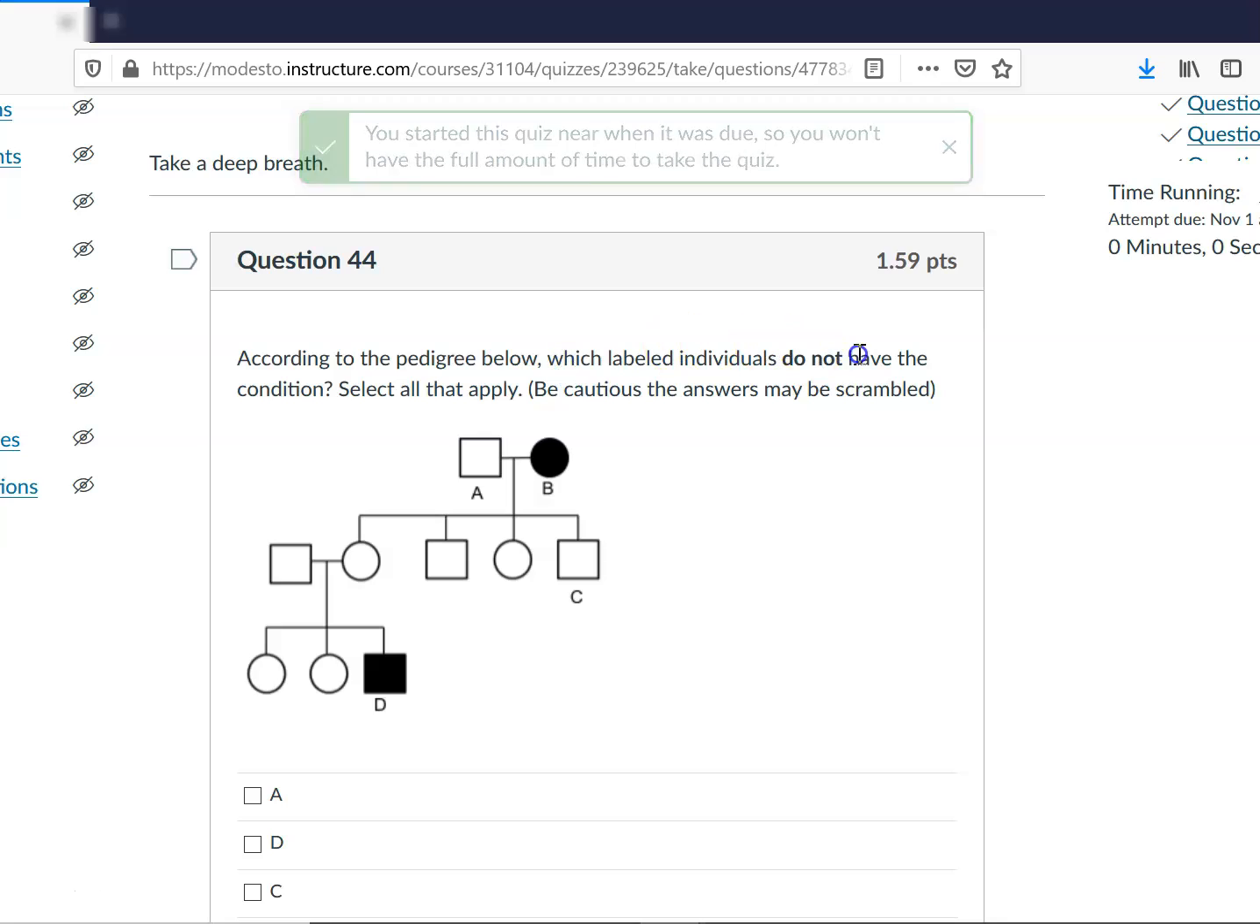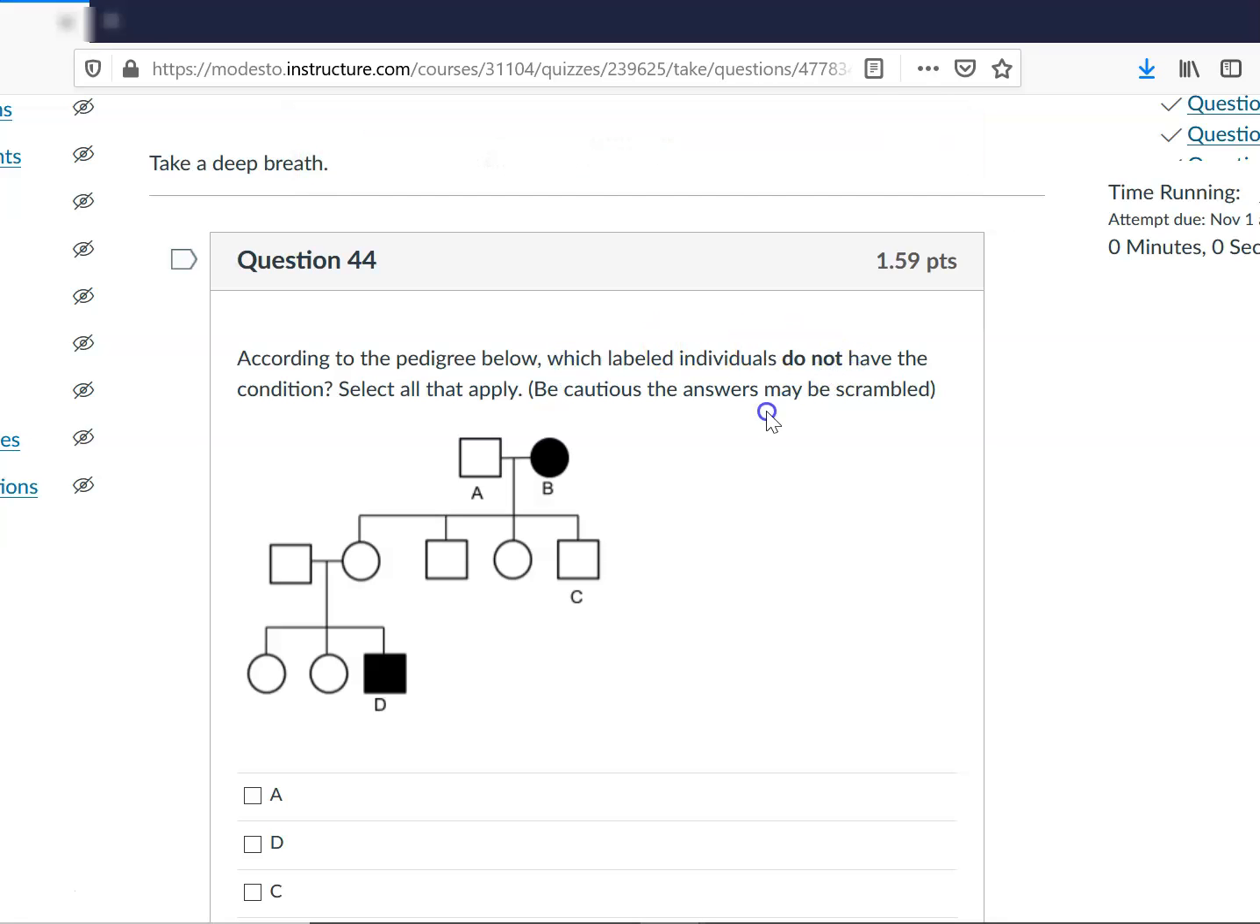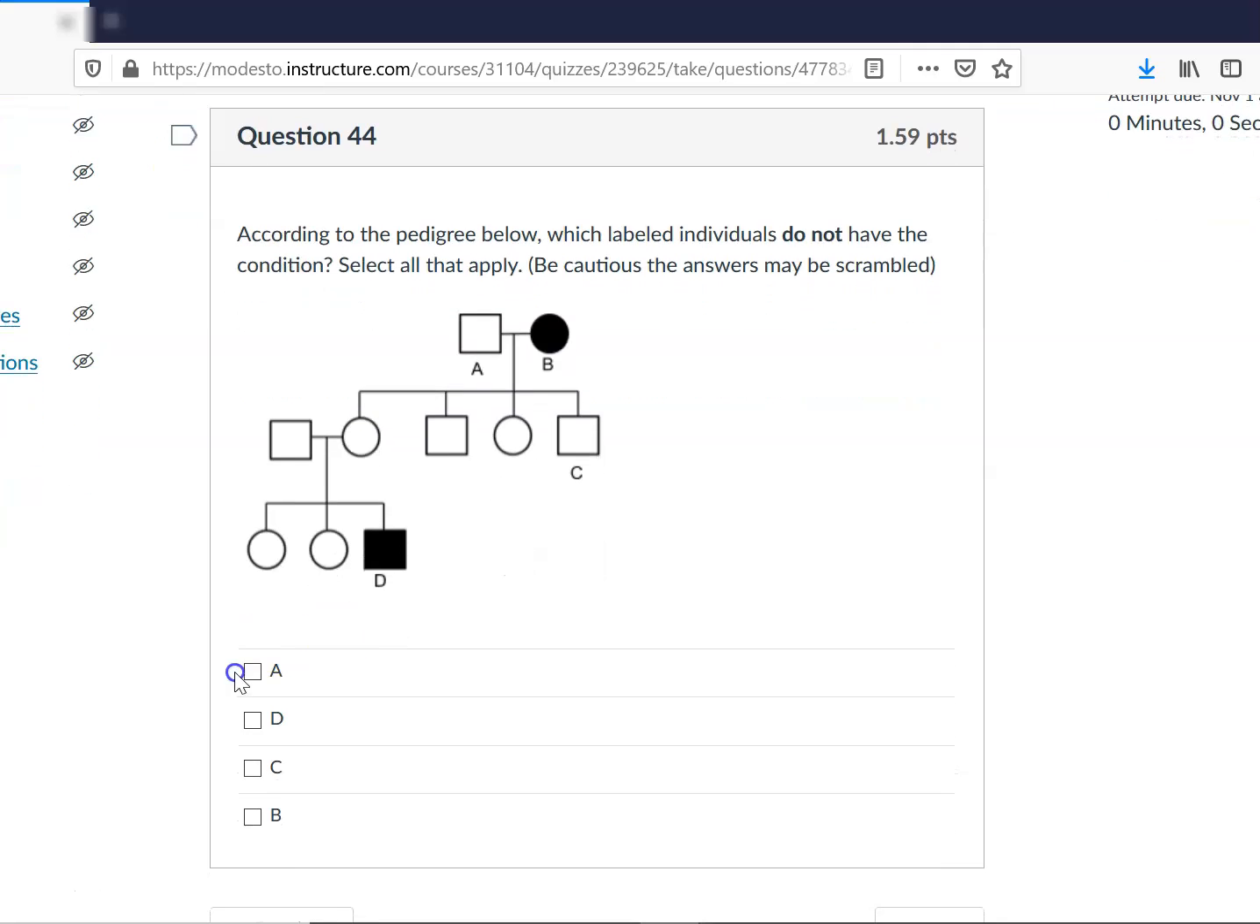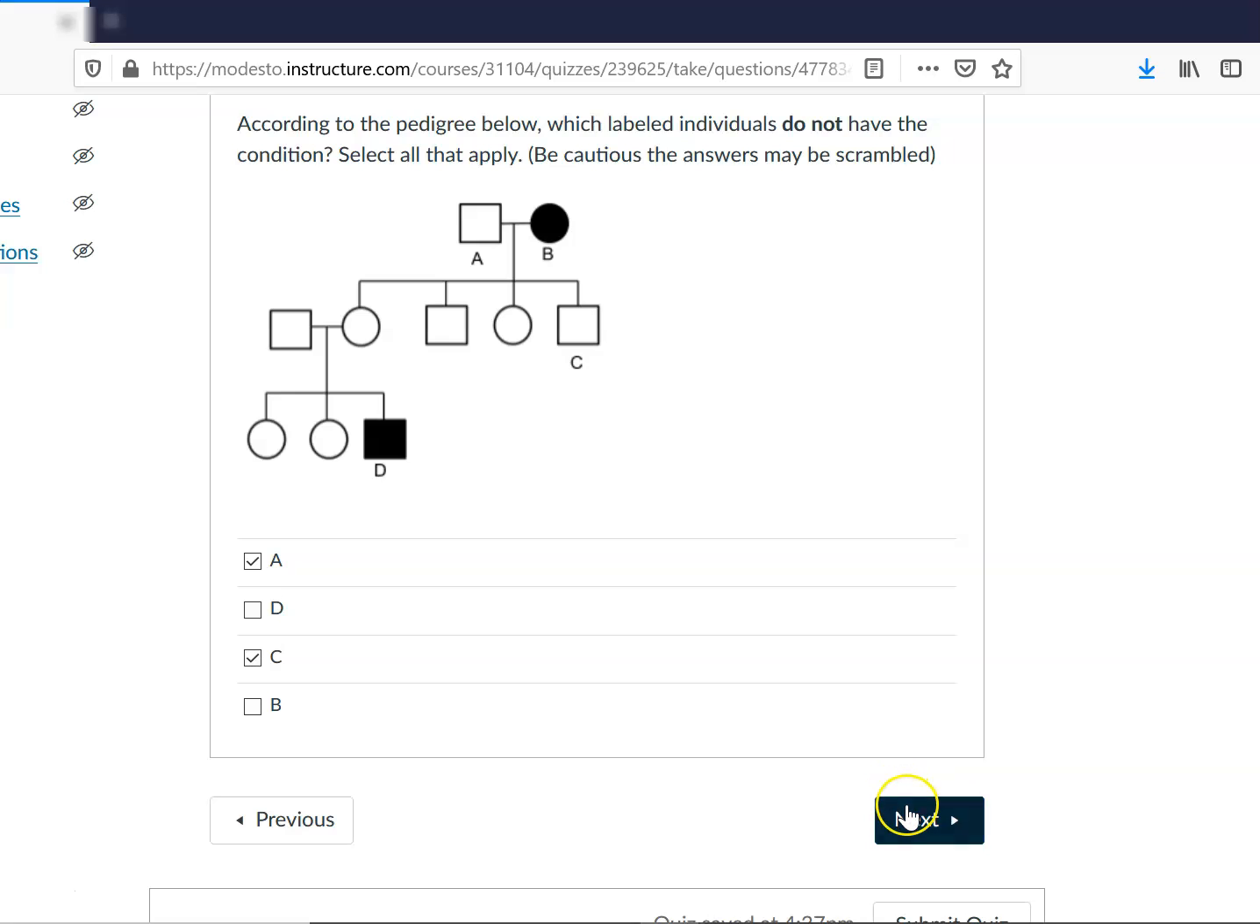According to the pedigree below, which labeled individuals do not have the condition? A and C. B and D do have the condition. That's why they're colored in. So the answer here is A and C.